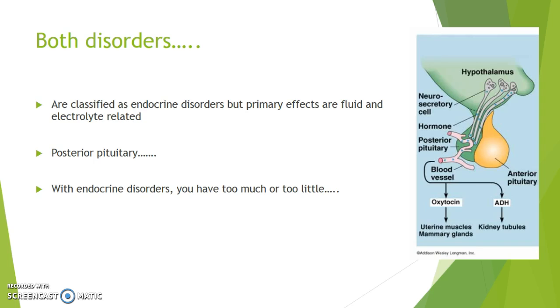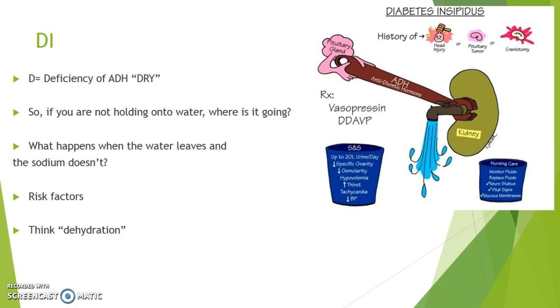Both disorders are classified as endocrine disorders, but their effects are fluid and electrolyte related. The posterior pituitary is responsible for the secretion of antidiuretic hormone, and you think about things being too much or too little. So with diabetes insipidus, it's dry. Think about D is dry. It's a deficiency of ADH, and I want you to think about these questions. If you're not holding on to water, where's it going? What happens when the water leaves and the sodium doesn't?